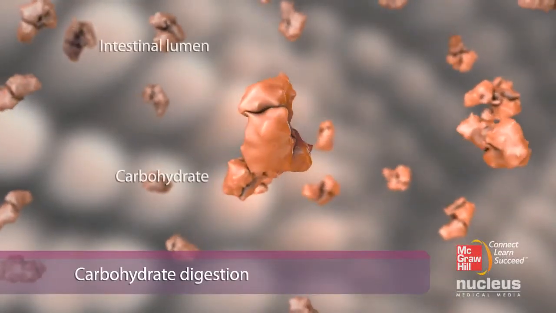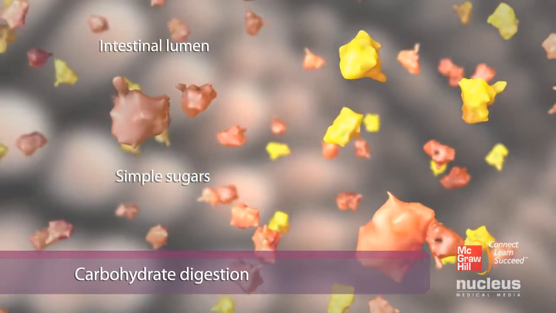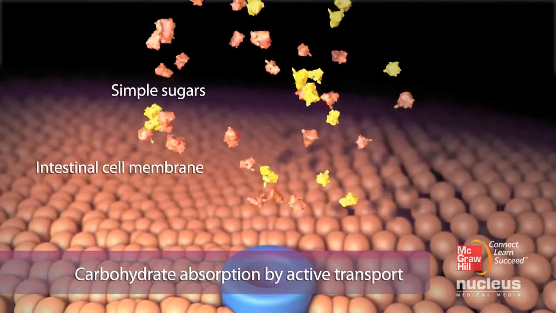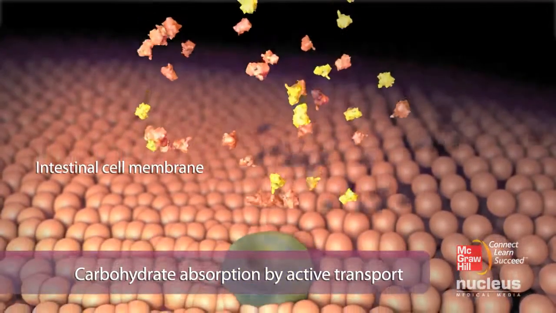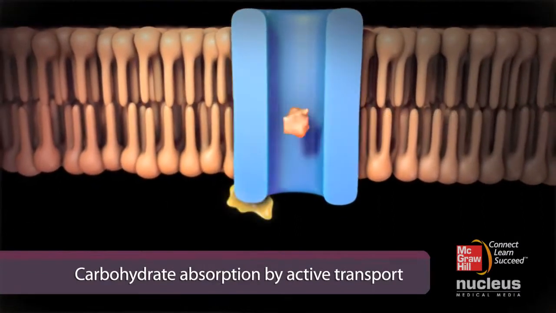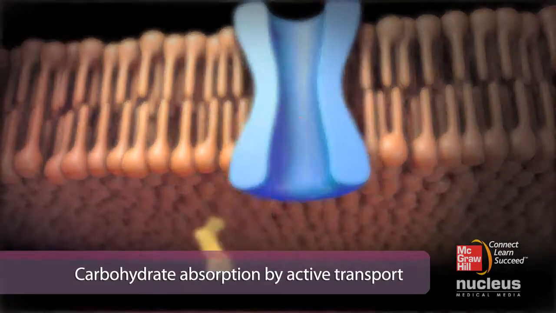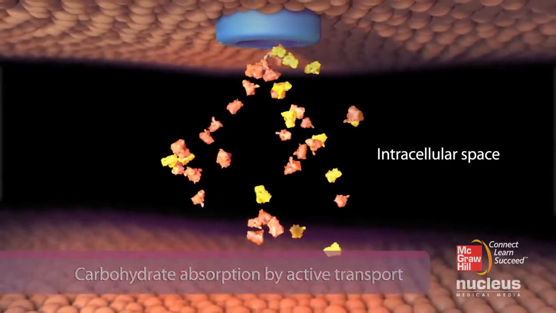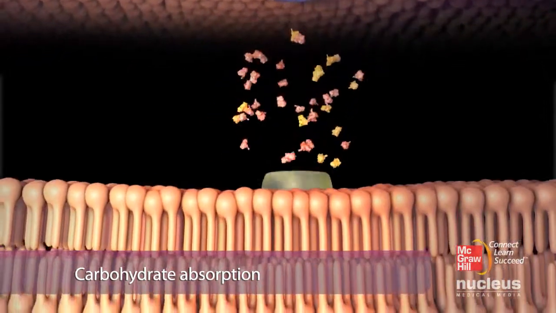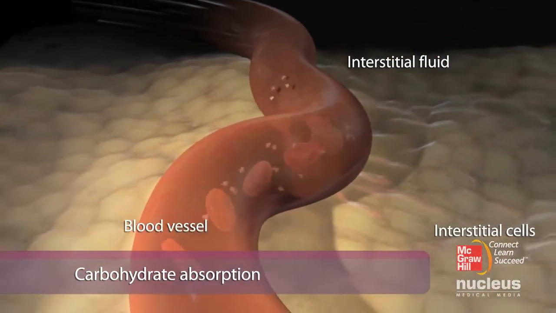Pancreatic enzymes eventually break down carbohydrates into several simple sugars called monosaccharides. Sodium glucose transporters are responsible for transporting monosaccharides across the intestinal cell membrane into the cell using active transport. After transport into the cell, glucose transporters move the monosaccharides out of the cell and eventually into the bloodstream for use by the body.